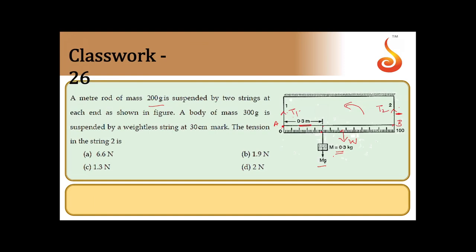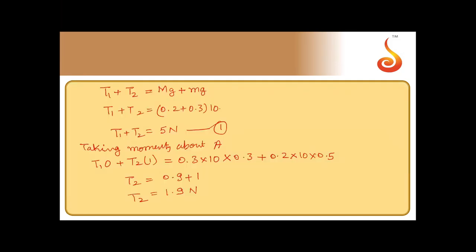See, they have asked for calculating T2, so take moments about A, so that the moment due to T1 becomes 0. If they ask for T1, take moments about B. So here the answer is 1.9 Newton, that is option B.